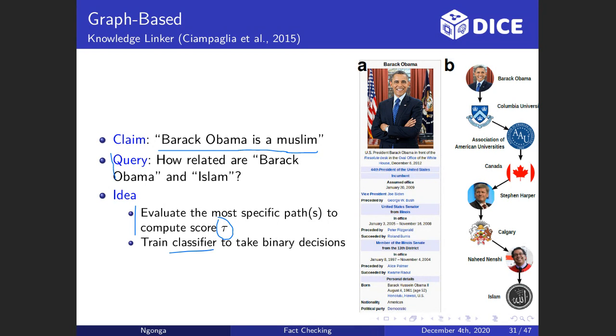And if you train your classifier well with good training data, you'll be able to basically disambiguate between paths which occur by chance and paths which are likely to convey some important information.